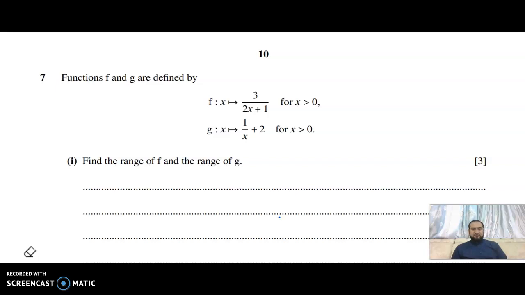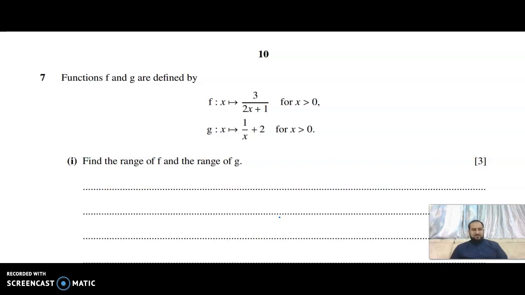In this question, it's asking us to find the range of f and the range of g. So first of all, let's have a look at f of x. For f of x, the function is given, which is 3 over 2x plus 1, and the domain is given, which is x greater than 0.